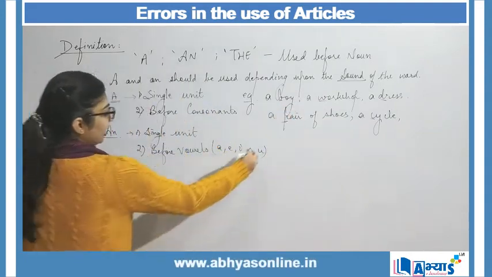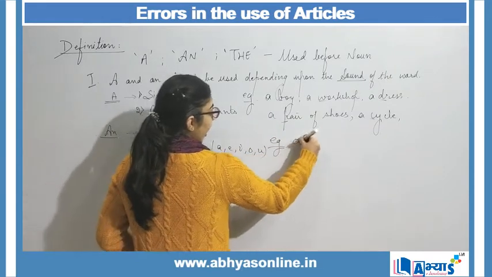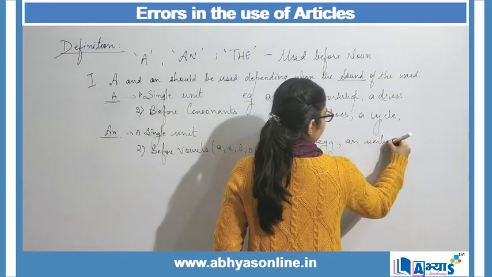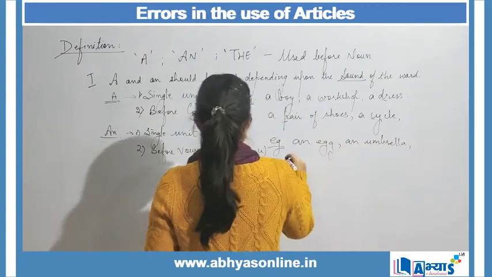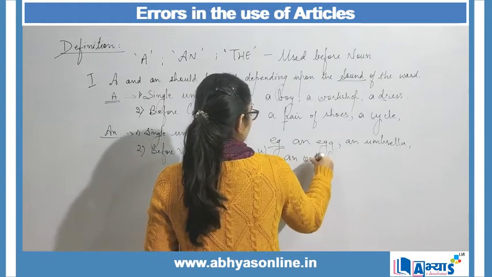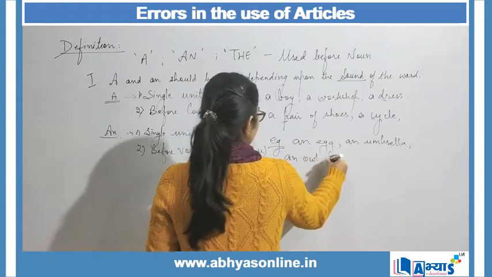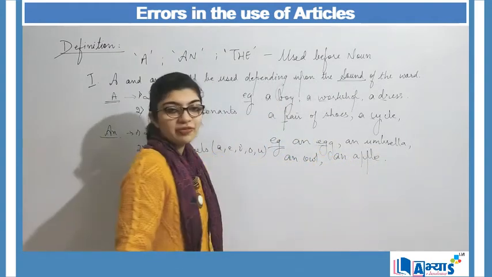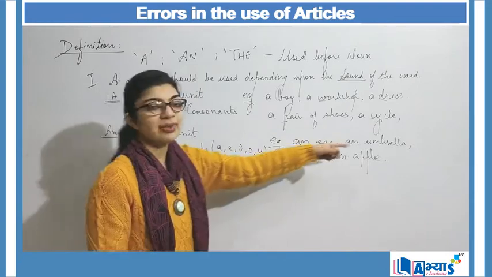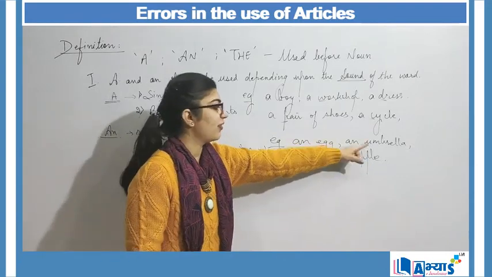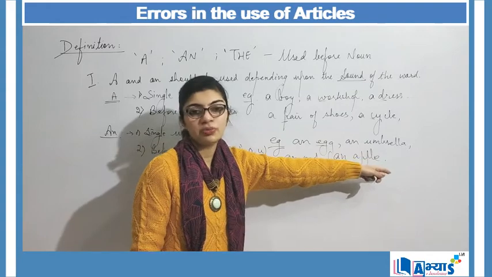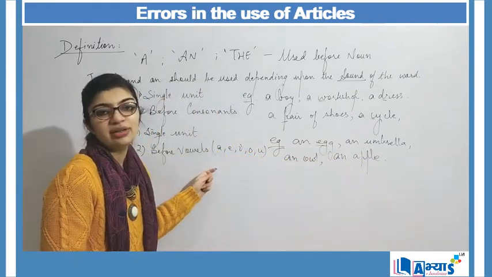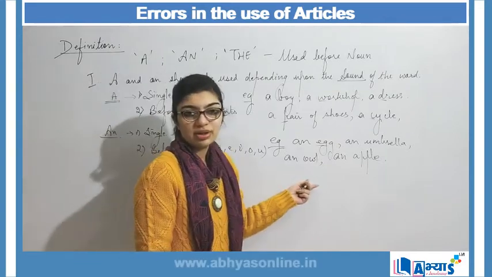Here, if I say, the examples are an egg, an umbrella, an owl, or I can say an apple. Now here I am getting the sound of egg, that is E. Here I am getting the sound of a. If I am saying umbrella, I am getting the sound of u, and u is again a vowel. Then I say owl, O.